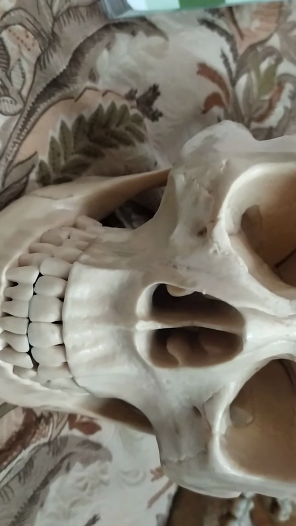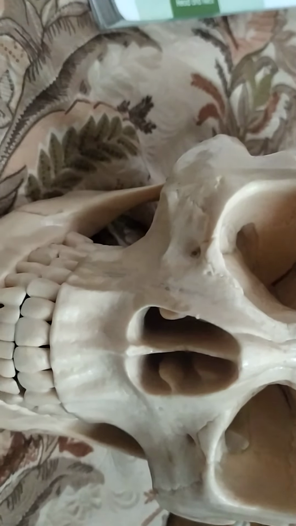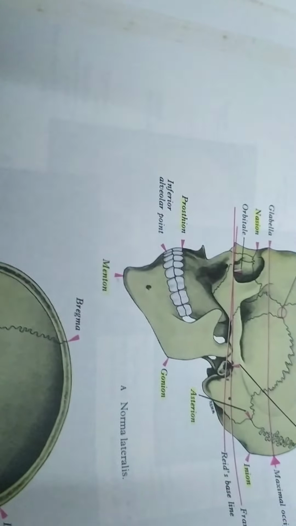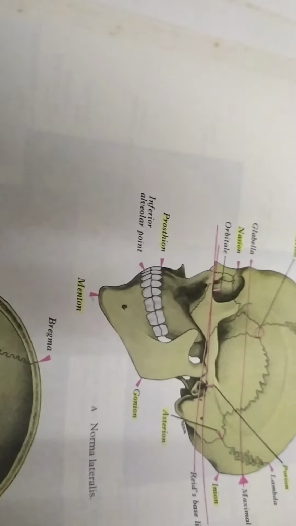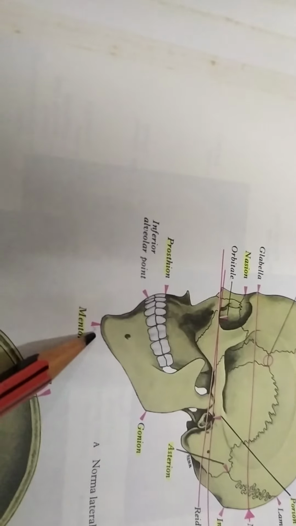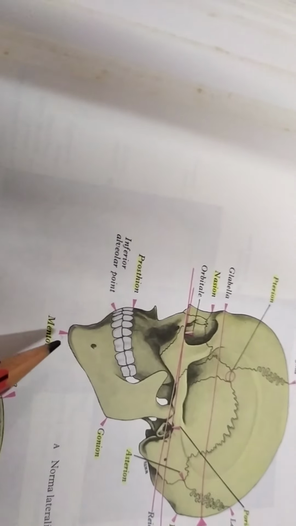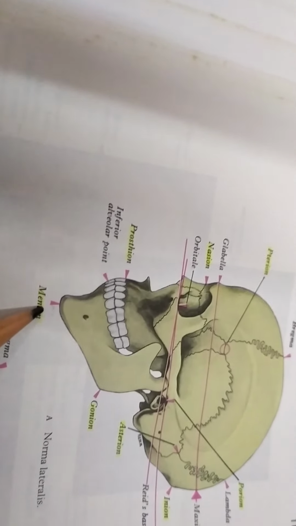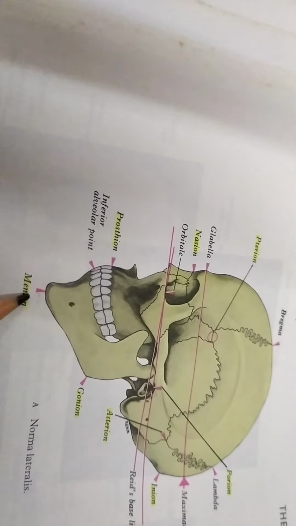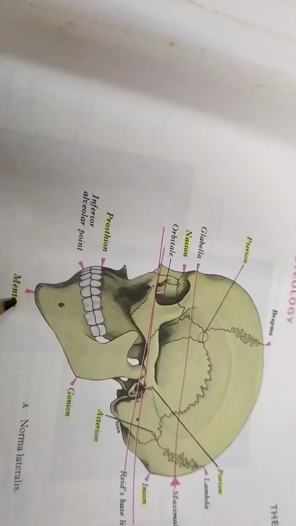Next, point number 8 is basically the menton, and it is the lowest point on the mandible or the chin. Now see, this point, the lowest point on the mandible or the chin, corresponds to menton. So please don't get confused with Gnathion. Gnathion was the point lying midway on the base of the mandible, while the lowest point of the mandible or the chin is basically menton.